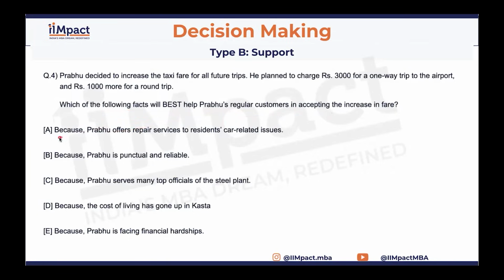If you look at the options: Prabhu offers repair service, Prabhu is punctual, Prabhu serves, cost of living has gone up, Prabhu is facing financial hardships. These five options are not telling you action items, as was the case for the first example. They are giving you statements which can be construed as a support for this decision. So they are describing a fact, a scenario to you. You have to decide which fact is the best for the customers to accept the increment in fare.